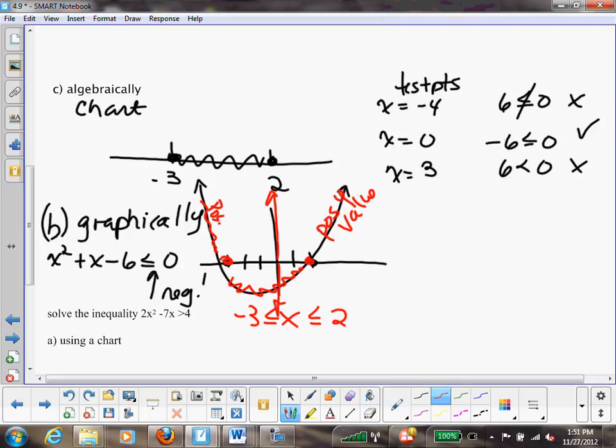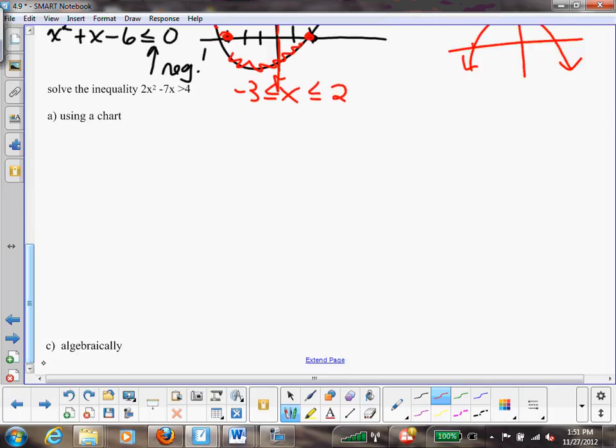So if it opened down, then the negative values are on the outside. It's not inside, because in between gives me all the values above. Does that make sense? All right, so try this one. Use all three. So this is graphically.